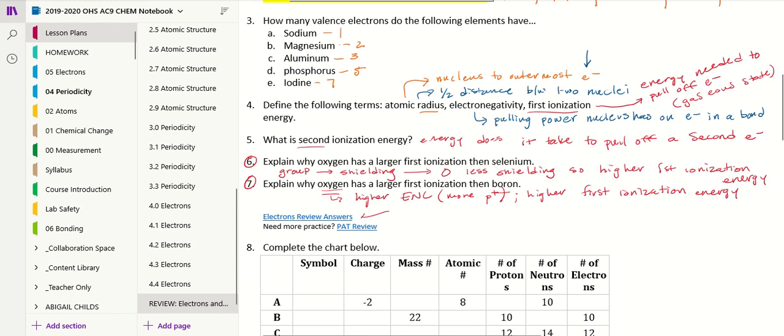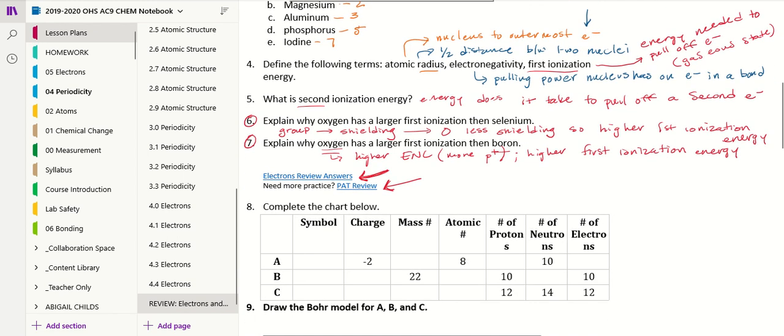So again, all of these answers are right here, electron review answers. If you need more help with this or more practice beyond the study guide, there's another review series of questions. Questions about anything we've gone over so far?